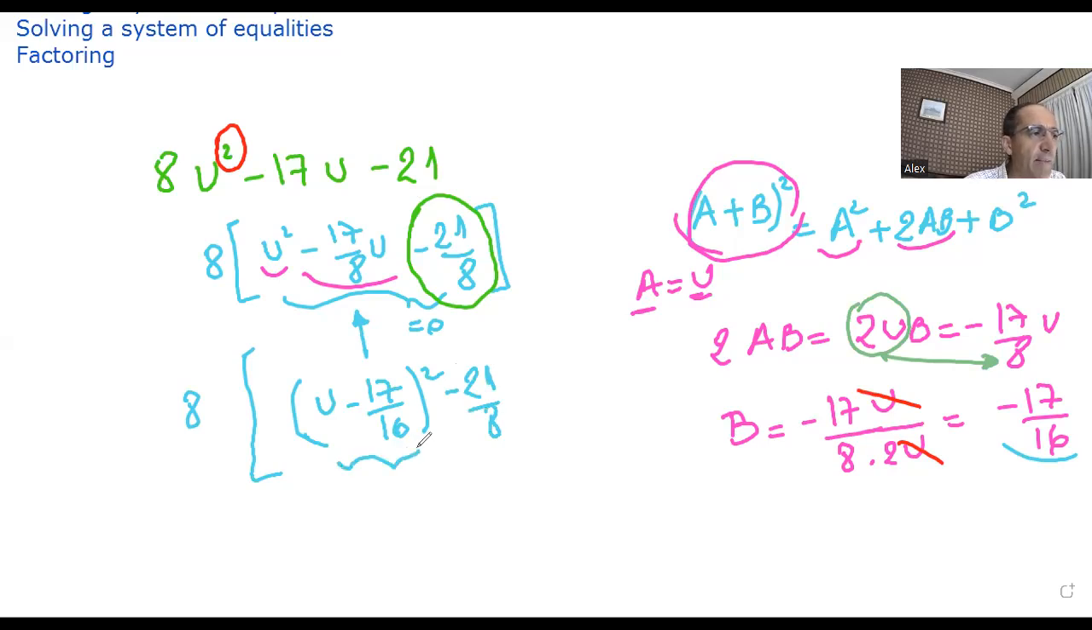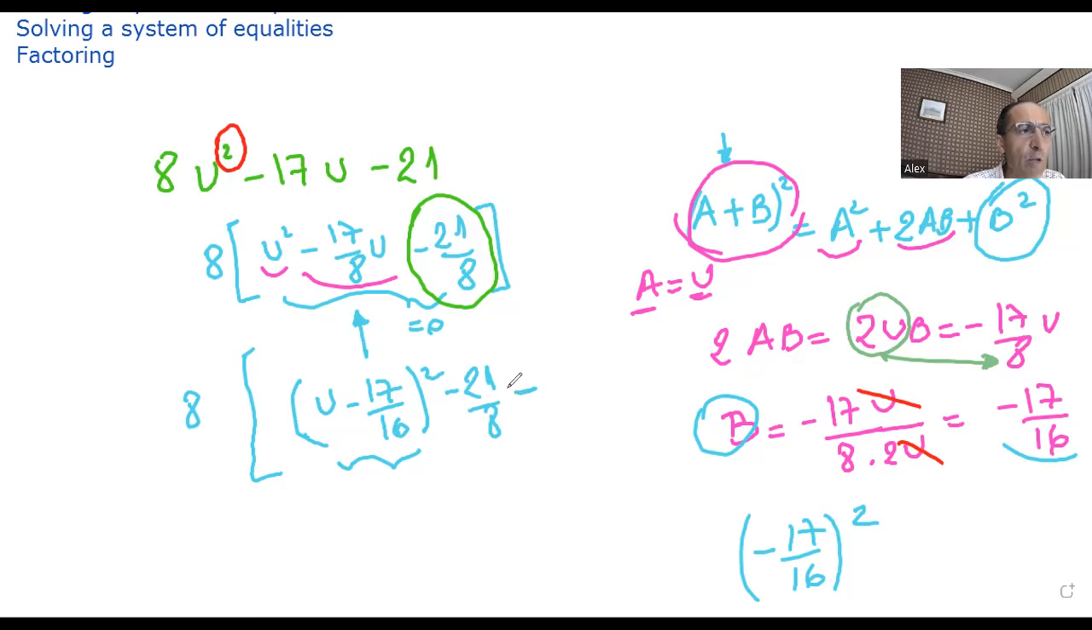But if we expand this, like we can see here, there would be a b squared term, which is of the form minus 17 by 16 squared. That b squared was not originally in the equation, so we have to subtract it, because it will be added when we expand this term. So we have to subtract it. Now we'll do the math.